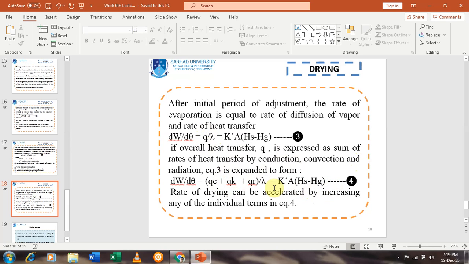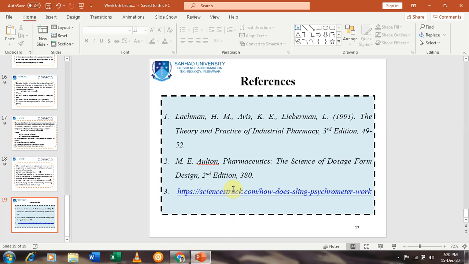And we also discussed the different individual terms which can affect the rate of drying, that is dW/dθ, and by increasing which values the rate of drying will be increased. Finally, I also told you about the references consulted for the preparation of this lecture. Thank you all for your attention.